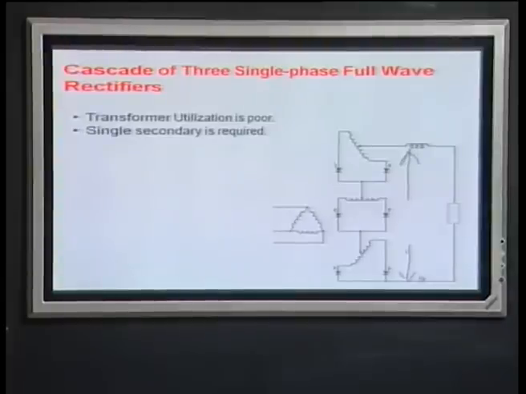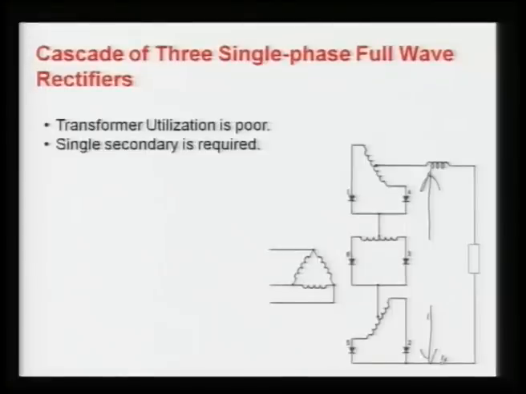So, for the output voltage we have to add all these 3 phases, and we will see the pairs conduct one here and one there, and we again get the 6 pulse connection. The only problem here is that half of the transformer is utilized at a time, because in the 1 and 4 pair only half of the winding is conducting at a time, whereas earlier the complete winding was conducting. So, the transformer utilization factor is going to be poor in this circuit.